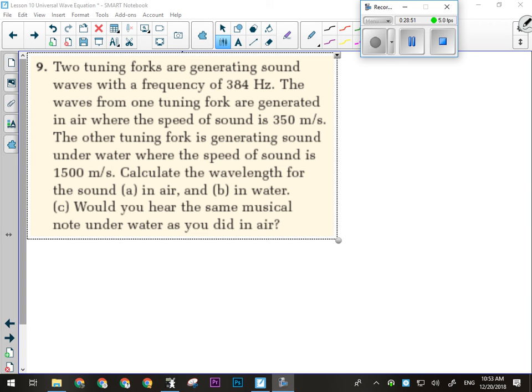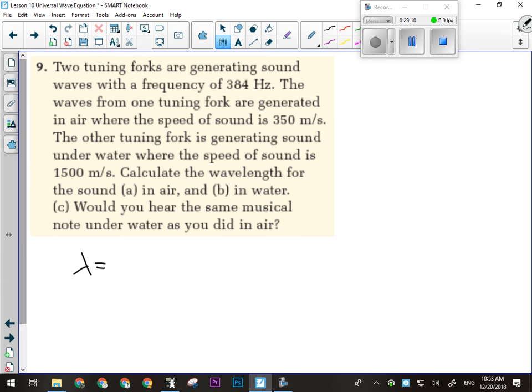Now the other tuning fork is generating sound underwater where the speed is 1500 meters per second. Obviously if the speeds are different but the frequencies are the same, then the wavelengths have to be different. So all we have to do is calculate wavelength for both. Wavelength will be v over f. For the first one, 350 over 384, and for the second one, 1500 over 384. That'll give us our 2 wavelengths. Obviously, one's going to be much longer than the other. Everybody all right with that one?